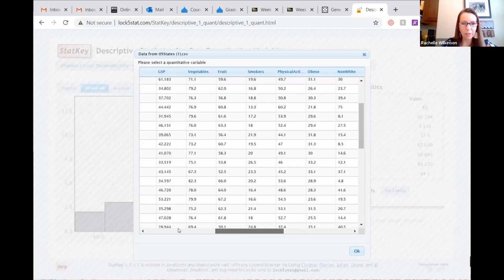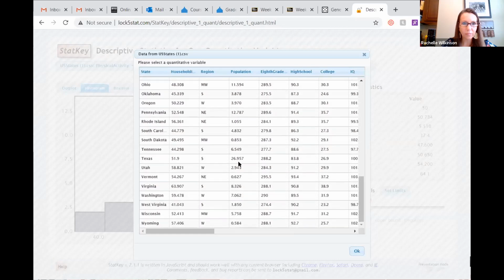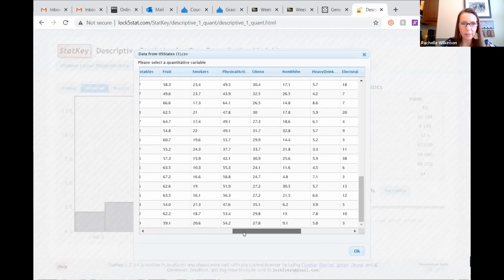And then finally, I'm going to look at Ohio. Found Ohio there, scroll over to physical activity. Ohio is 49.5. Okay, so I wrote that down next to Ohio on my paper.